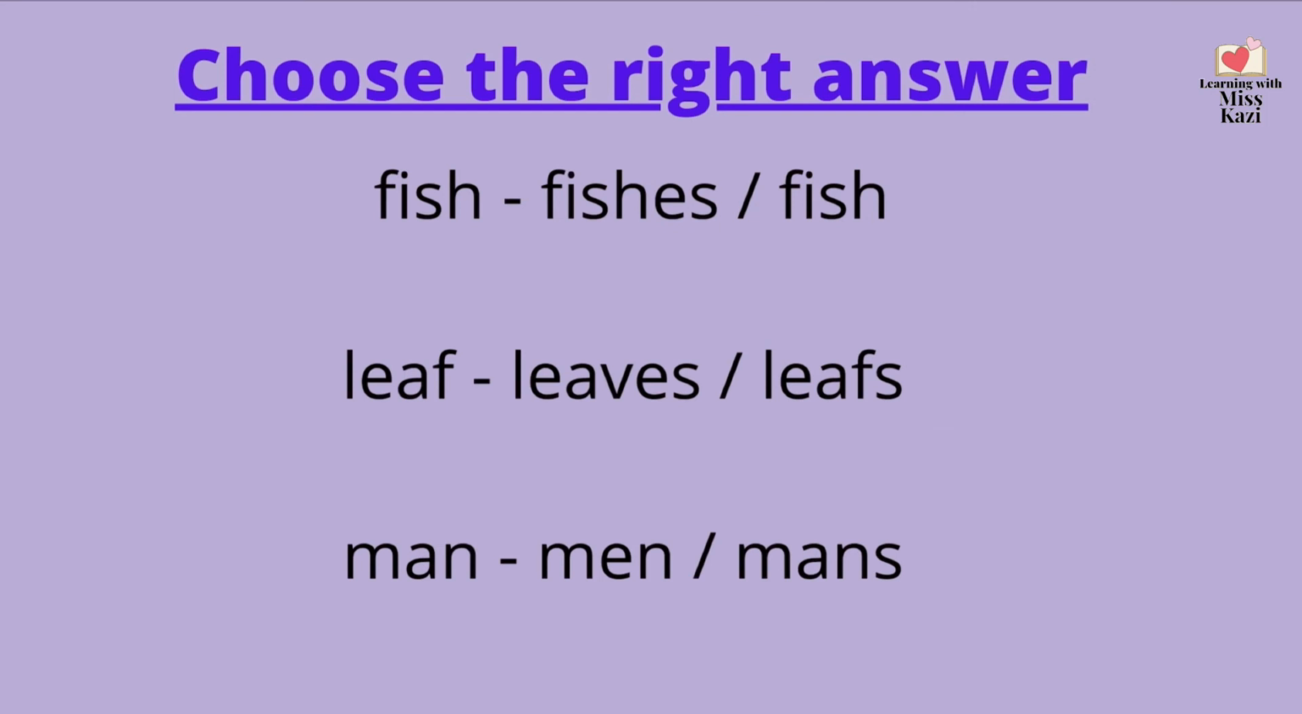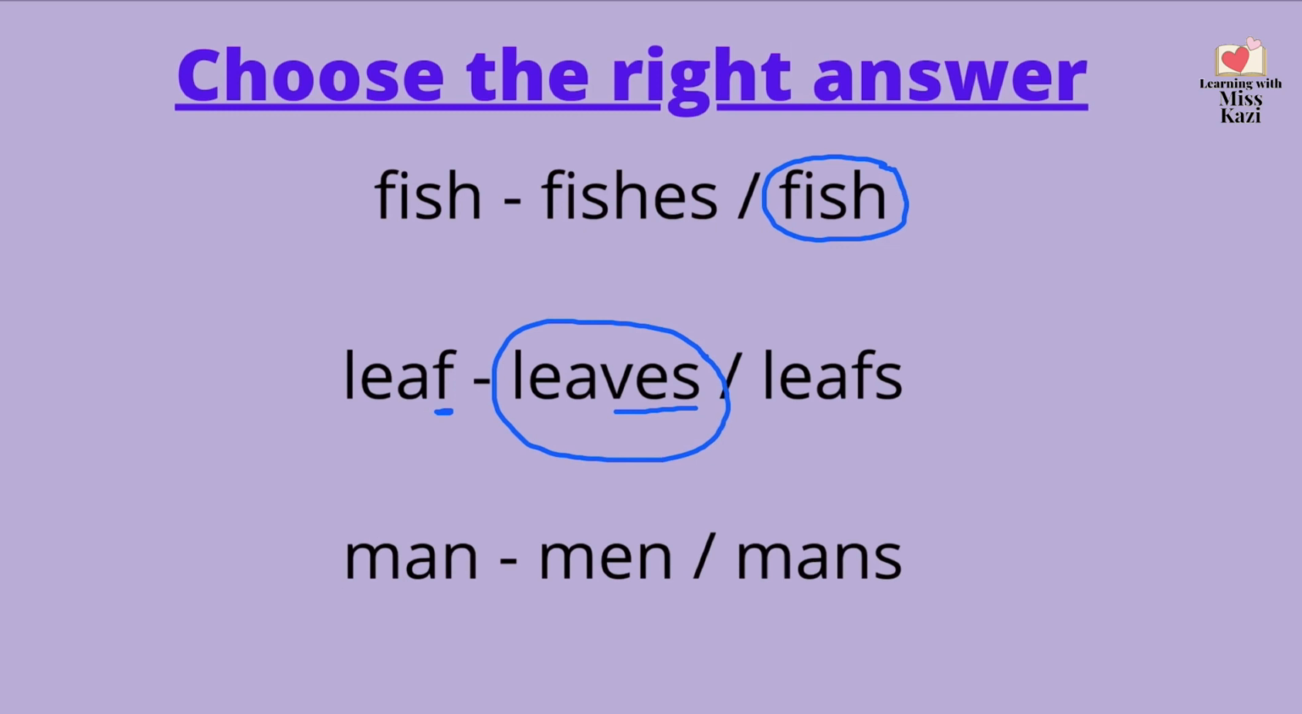Next one. What's the plural of fish? The plural of fish is fish. It remains the same. What's the plural of leaf? If a word ends in the letter F, we change it to ves. So this is the plural of leaf, which is leaves.